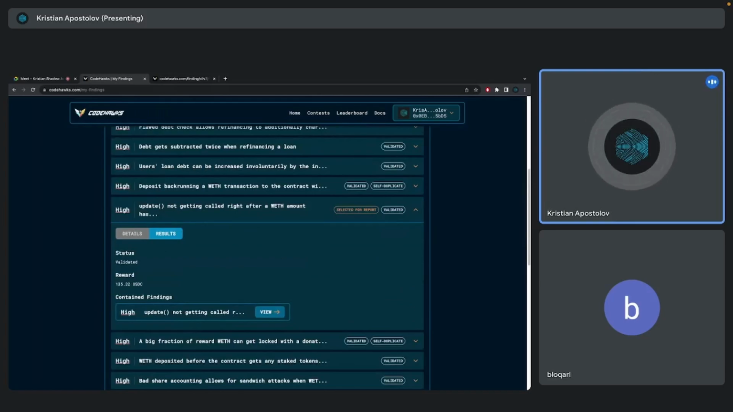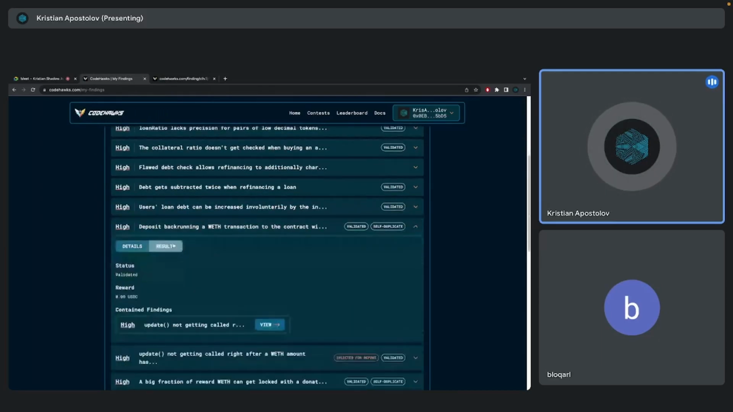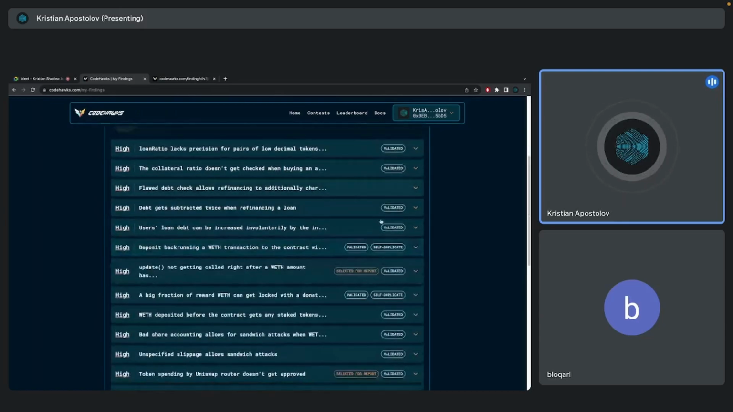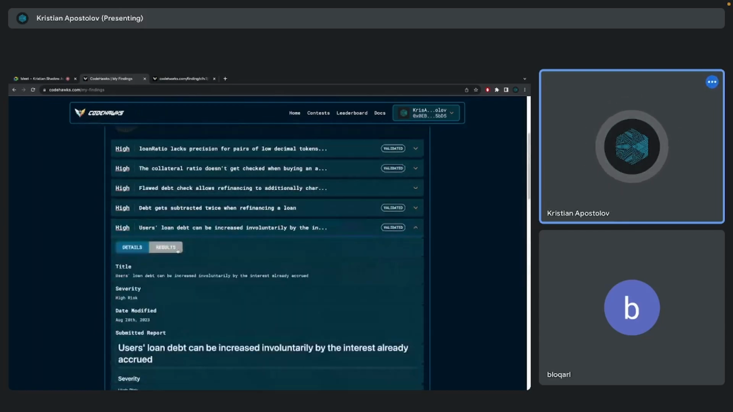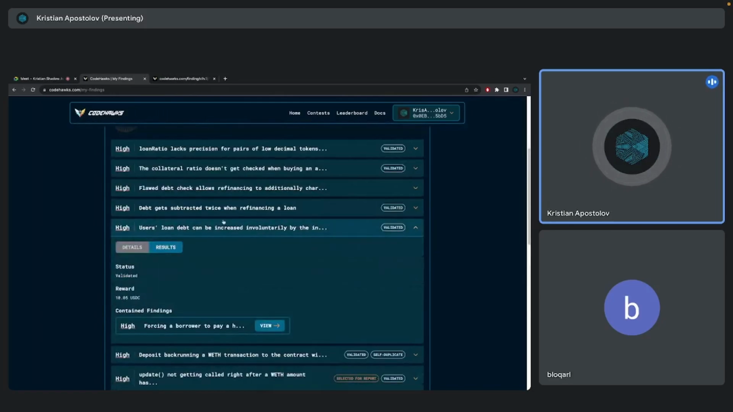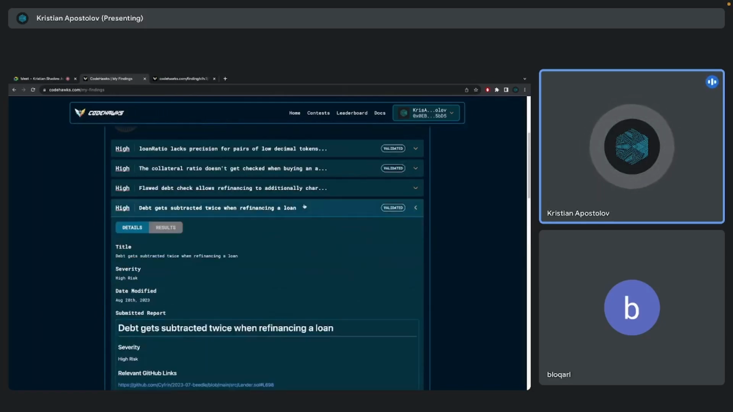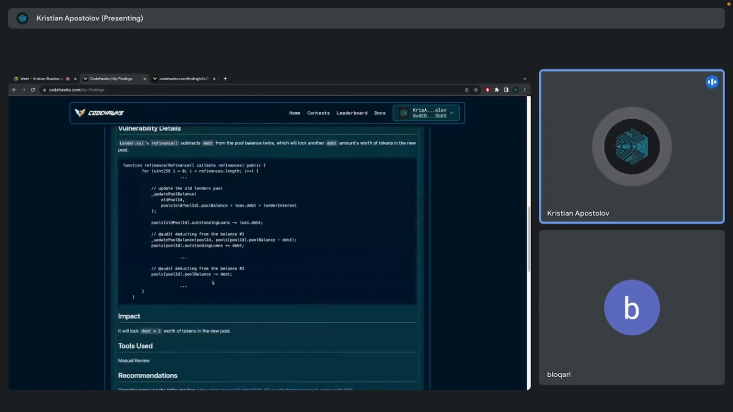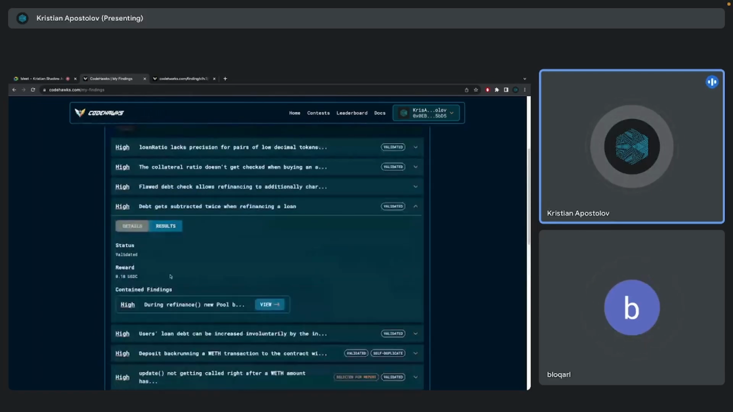So we hit some sort of an edge case with the reward calculation bot that they had in place. Then we've got this one, which got $135, and this one got $0 as well. So we've got those three here that don't bring almost any money. This is, for example, the one about the debt getting subtracted twice, and it got 20 cents. So it's not worth your time, essentially.